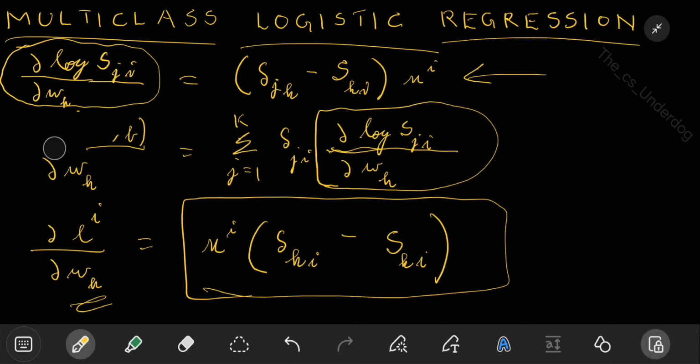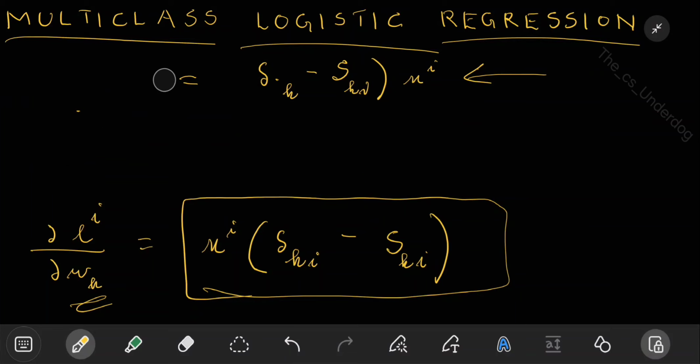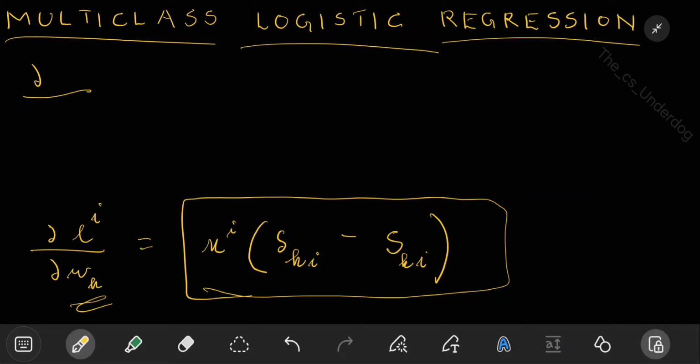So the next step, I'll erase all these things. What I got now is over one particular training example. That is, we had limited our calculation to one particular training example, the ith example. For the ith example, I found the derivative of log likelihood. Next step is I'll expand this to all the training examples back. So how can I expand this back to all the training examples? Del by del wk of L.